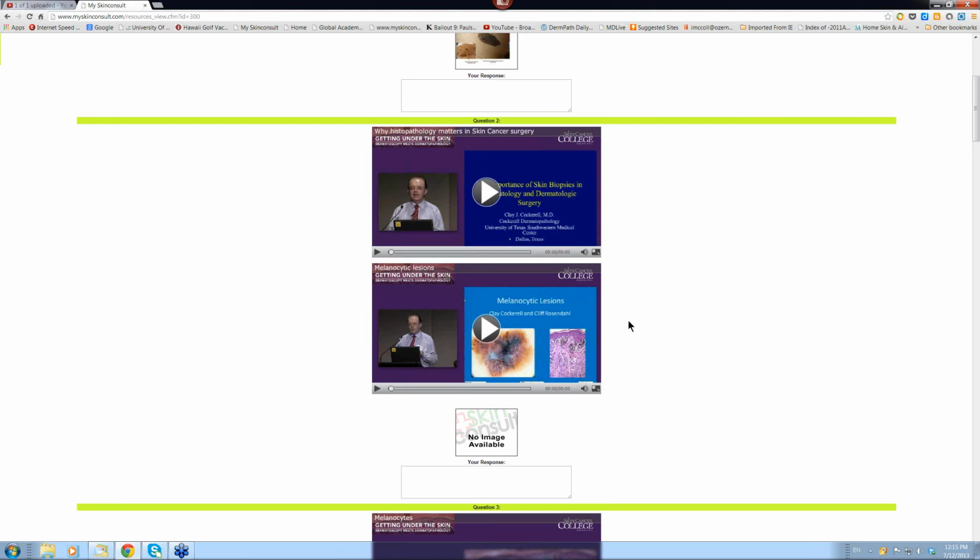And they went through all the melanocytic lesions, starting from lentigo simplex all the way through to invasive desmoplastic melanomas. So if you want to know about melanocytic lesions, all the benign, all the malignant ones, then this is an excellent lecture. It lasts about an hour.